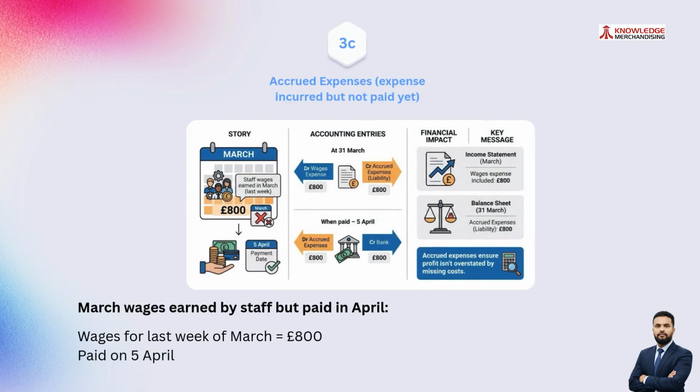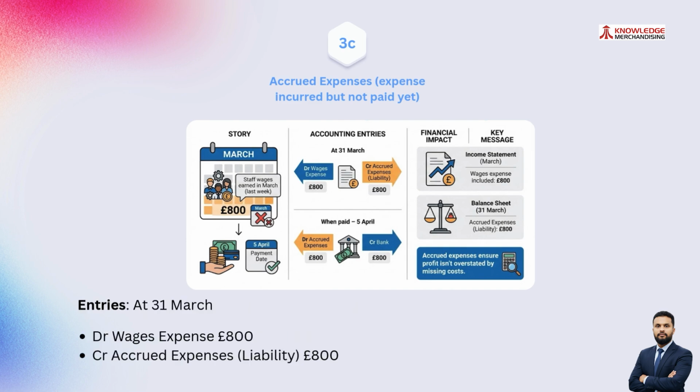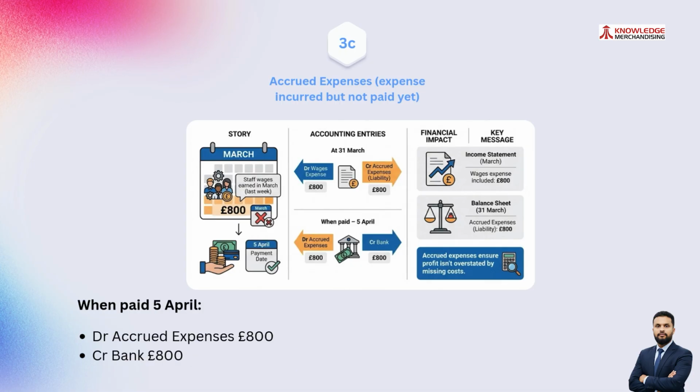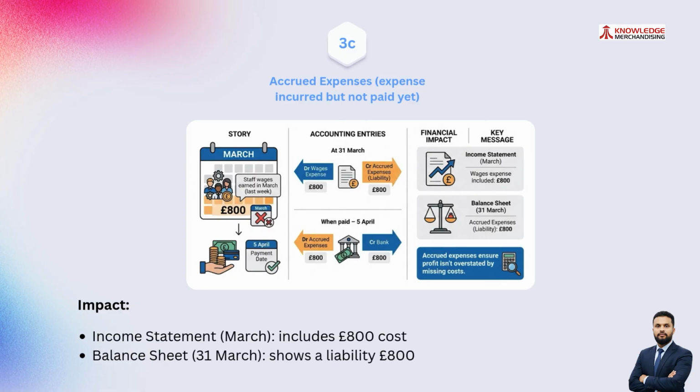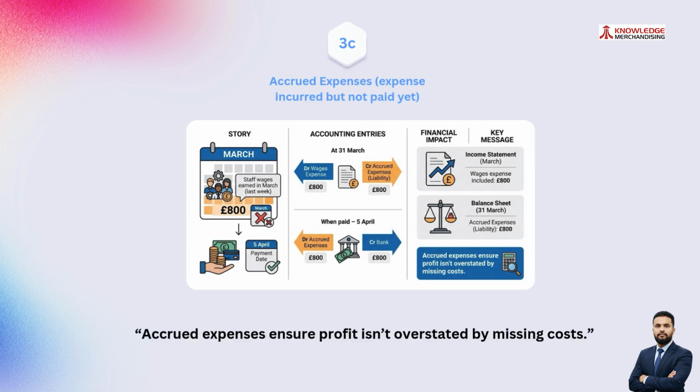Accrued expenses, expense incurred but not paid yet. March wages earned by staff but paid in April. Wages for last week of March was £800. Paid on 5th April, entries at 31st March. Debit wages expense £800. Credit accrued expenses, liability £800. When paid 5th April, debit accrued expenses £800. Credit bank £800. Impact, income statement March, cost includes £800. Balance sheet 31st March shows a liability £800. Accrued expenses ensure profit isn't overstated by missing costs.